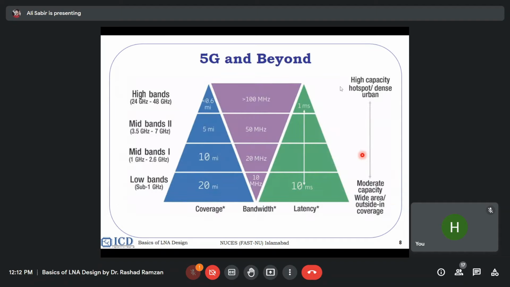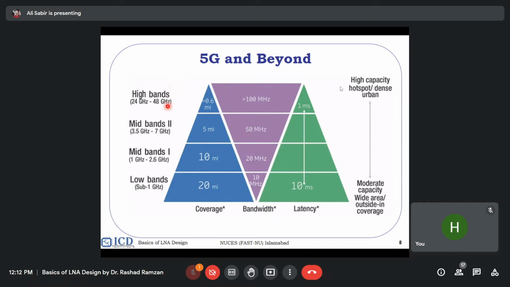So what are those scenarios which this standard covers? The coverage, bandwidth and latency are a trade-off between each other. So if you look at the one on the top, you have a higher bandwidth, which is millimeter wave, and these are in the 5G.